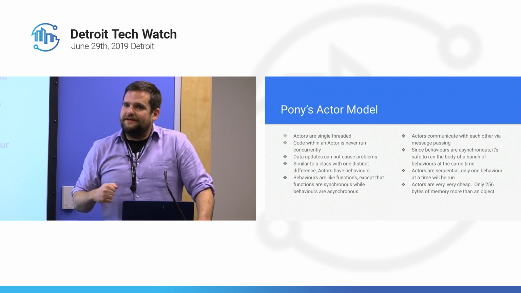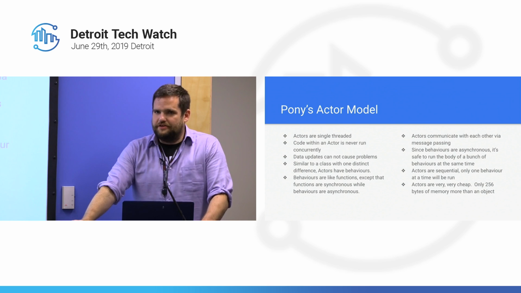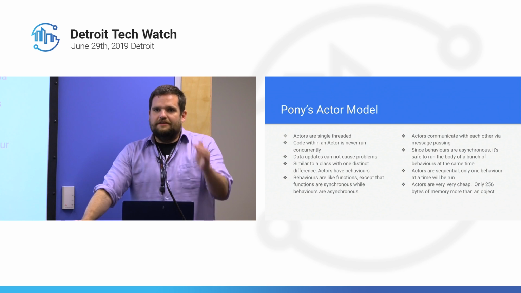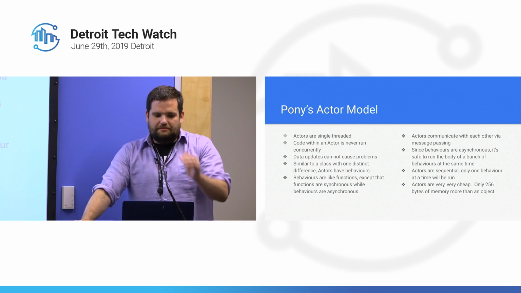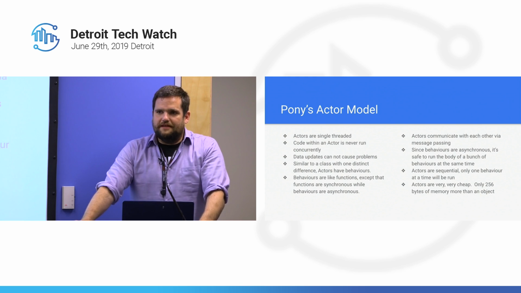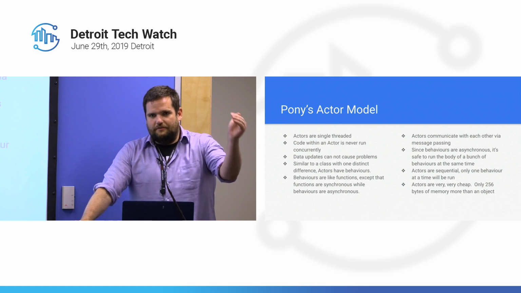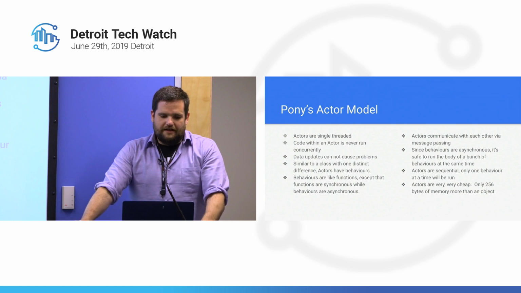I'm glad you asked about the actor model. So let's talk about the actors in Pony and how they communicate with each other. They are single-threaded, like I mentioned, so you never have to worry about running out of order. They're just going to run top to bottom, and so you don't have to worry about data updates. When you're worrying about concurrent programs, data updates are what get you in trouble, because knowing whether or not something has been updated can cause a lot of problems.